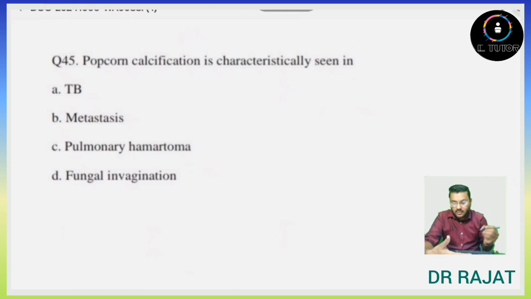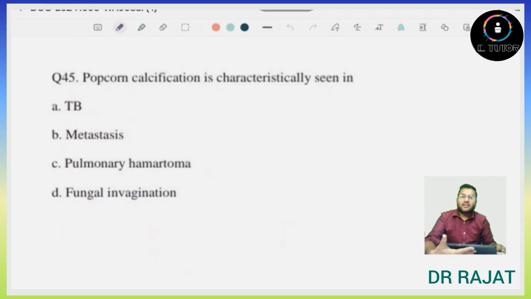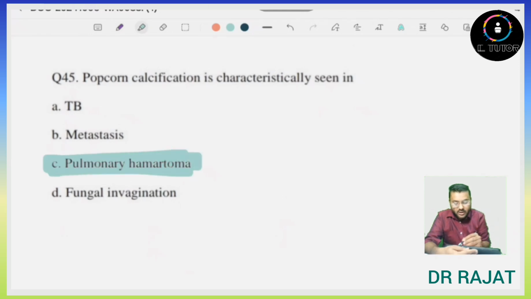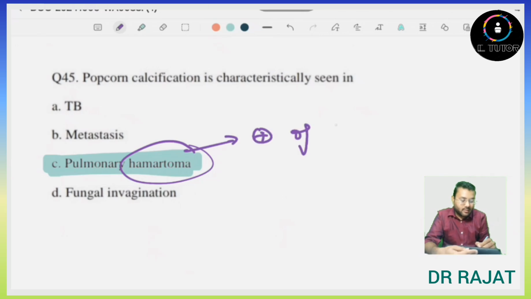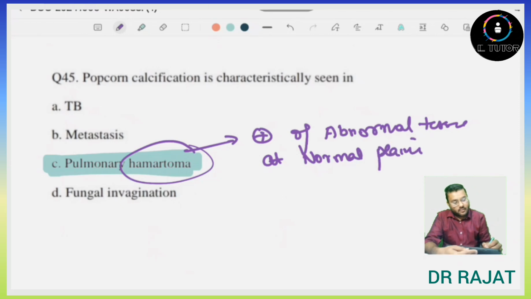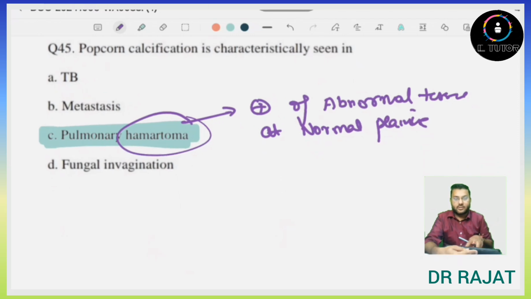First question for today is popcorn calcification is characteristically seen in. So we know that the popcorn calcification is a feature of pulmonary hamartoma. So answer will be option number C, pulmonary hamartoma. So what is hamartoma? Hamartoma is the presence of abnormal tissue at normal place. So this is hamartoma. So answer will be pulmonary hamartoma.